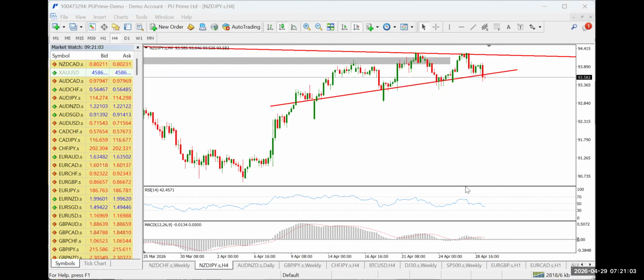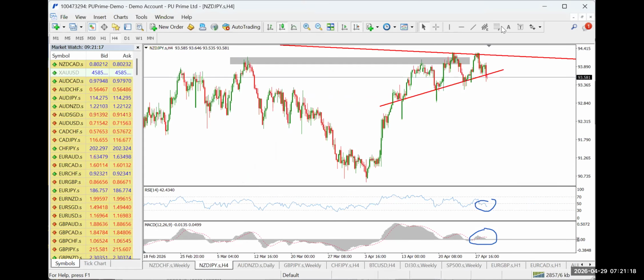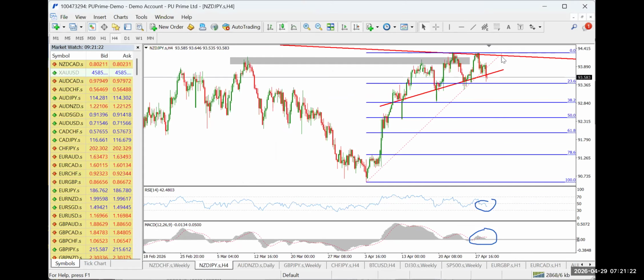I'll wait for my MACD. RSI is below 50, that's 42. MACD is about to cross below zero. I want to see my MACD cross below zero so that we know we already have a final crossover. Then we can see the eventual fall in the NZD-JPY. Again, this is a swing setup, so it may span days and possibly more than days, maybe a couple of days to a week. It all depends on the market condition.